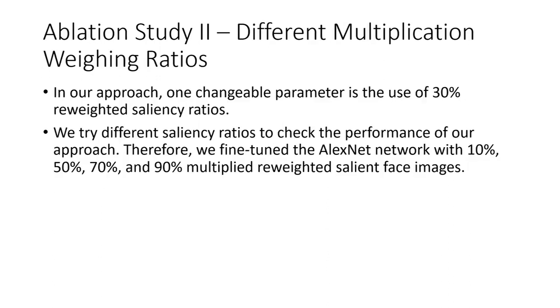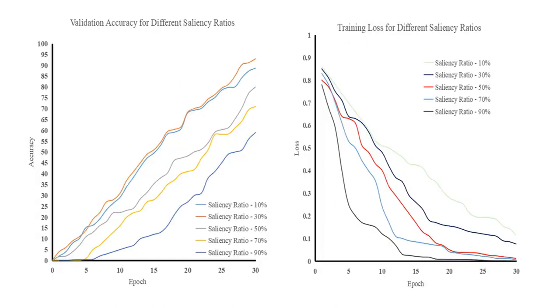The other study that we performed was using different multiplication weighing ratio. We used the 30% weighing ratio as the standard one in our work, but we also tried out 10%, 50%, 70%, and 90% with different results. We can see on this slide that the 30% saliency weighing ratio maximizes the validation accuracy for the task at hand, and the rest of them can be more useful in other tasks.